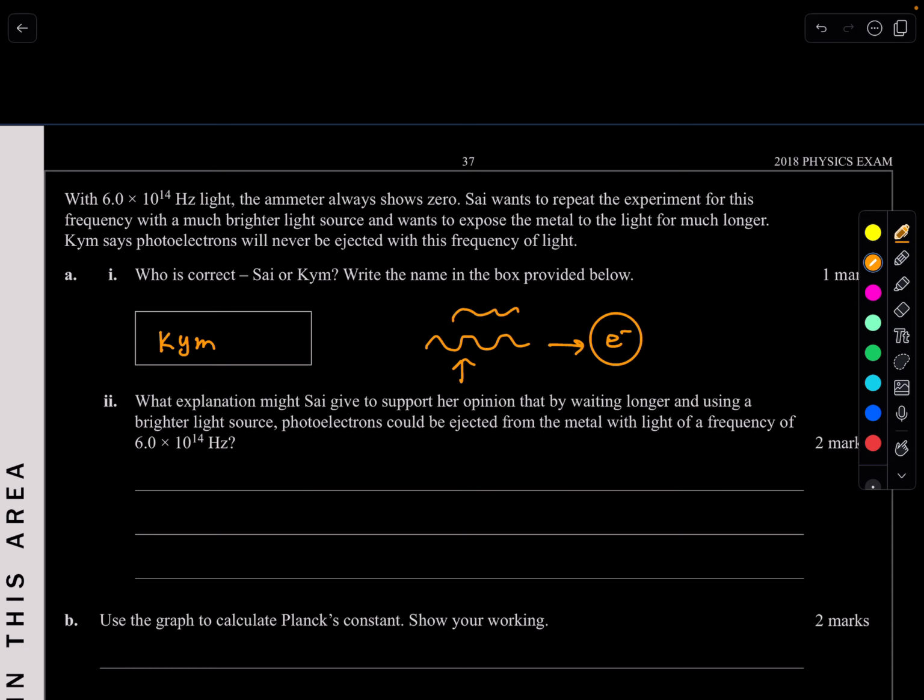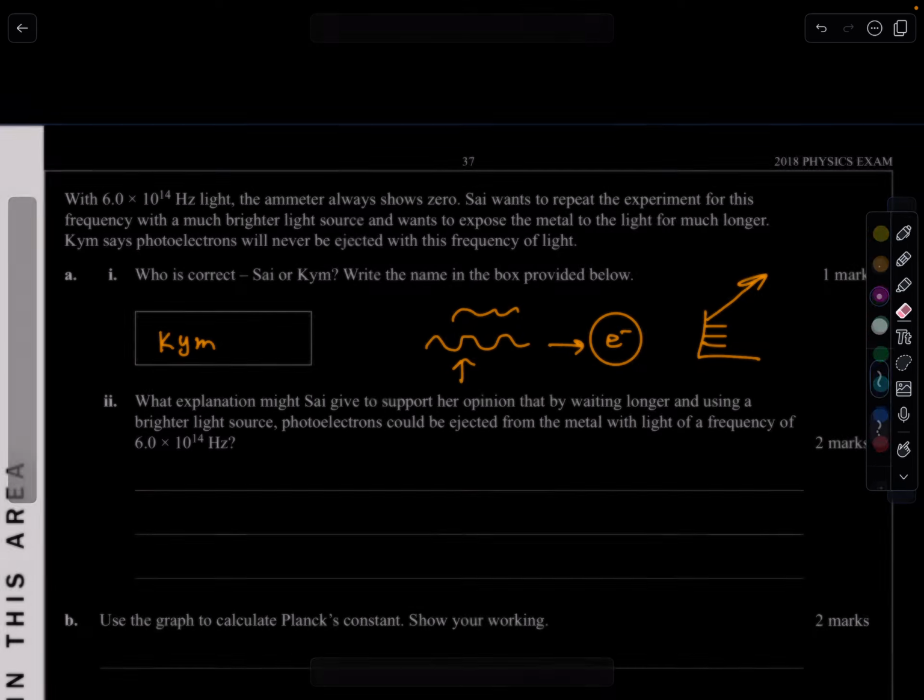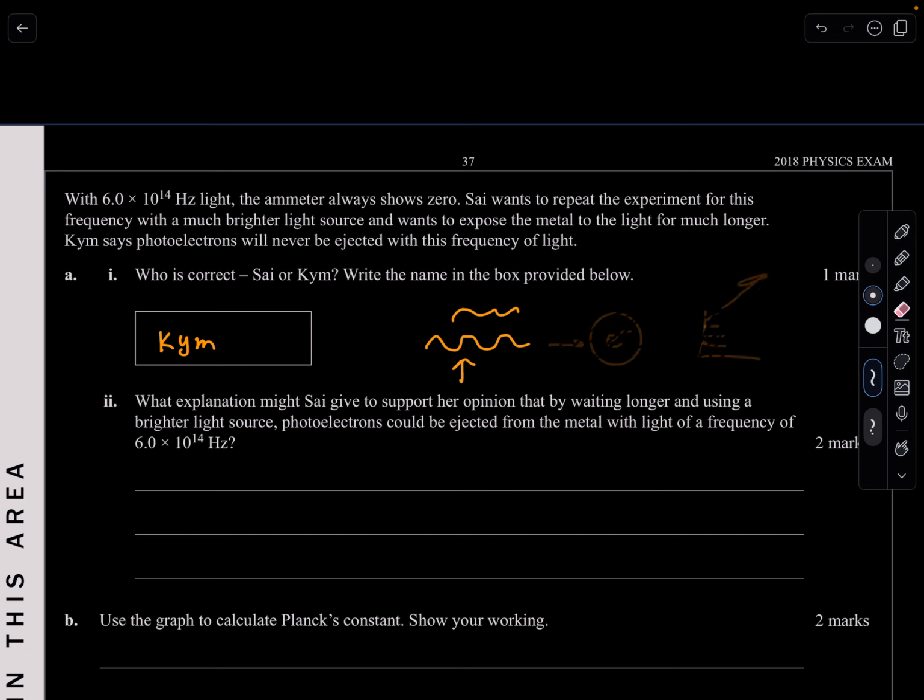So more waves hitting it, and this electron is going to gradually increase. It's going to absorb so much energy until it gets released. That's what she's believing, which is what the wave model predicts. That's how the wave model thinks. But that's wrong, because the photoelectric effect proves that it's wrong. So straight away that's wrong.